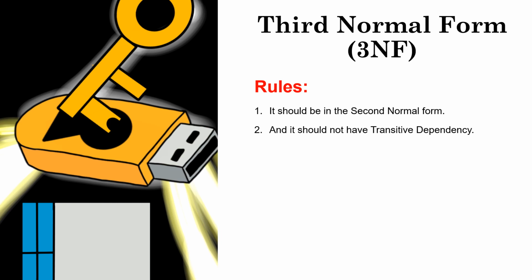So these are the requirements for the third normal form. For a table to be in the third normal form, these two rules should be followed. Number one, it should be in the second normal form. And the second one, it should not have the transitive dependency. An attribute that is not part of any candidate key is known as the non-prime attribute.